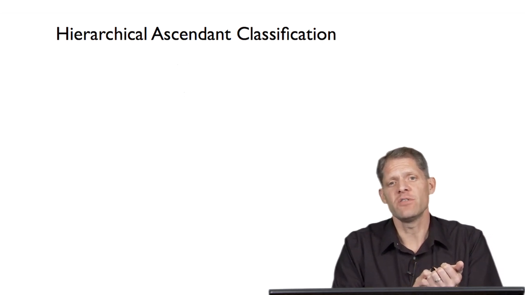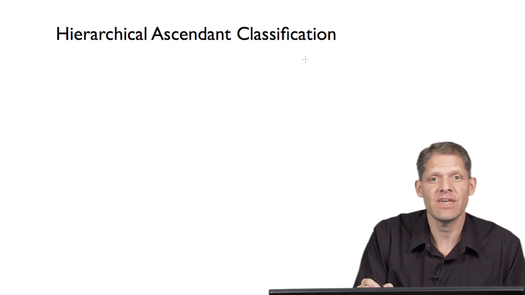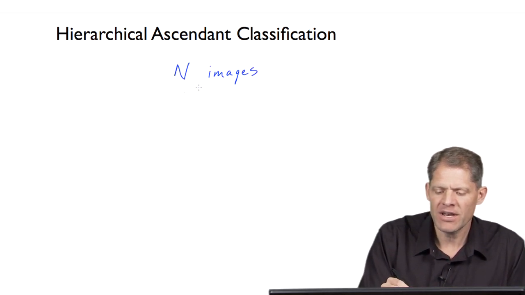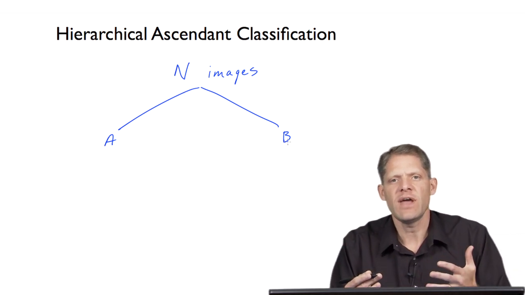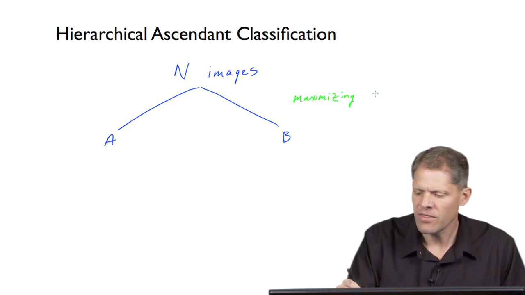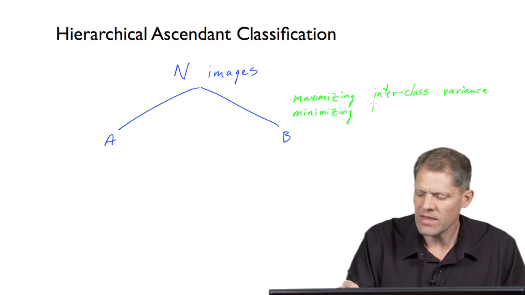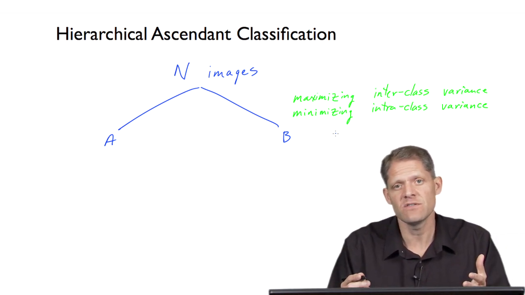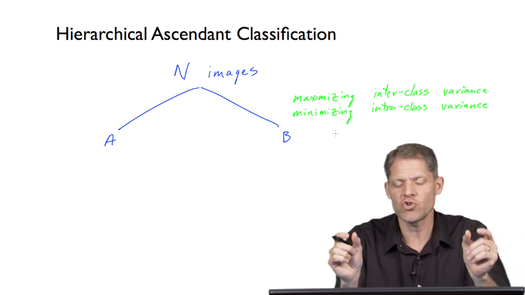Now there's lots of different algorithms to classify the particles. One of them, for instance, is called hierarchical ascendant classification. And the basic idea is, what if we started with n images and we tried to separate those into two classes. We'll call them class A and class B. We could ask that these two classes be defined by maximizing the interclass variance and minimizing the intraclass variance. And we could allow the computer to try different potential classifications and pick the one which created two classes with the maximum interclass variance and the minimum intraclass variance.